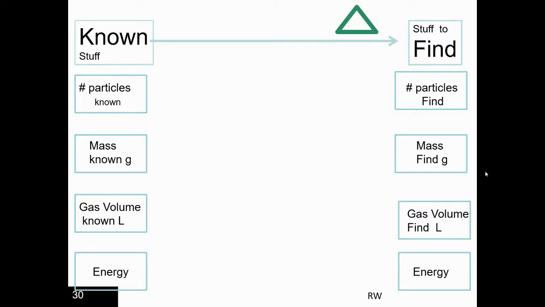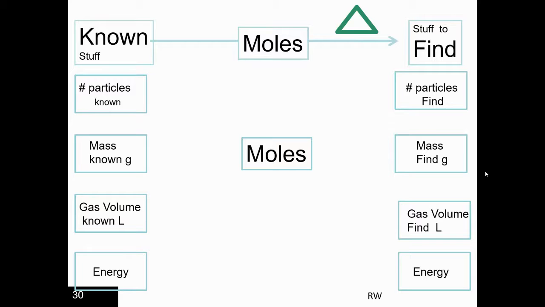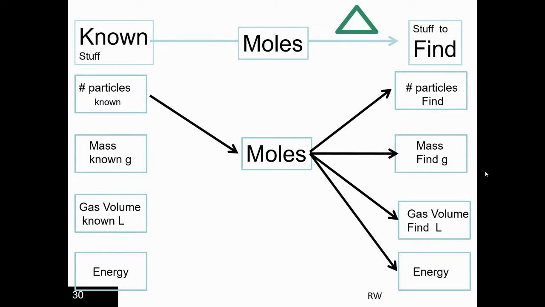Well, the key here to go from the known to the find is to convert into moles. Now, if you have the number of particles and you can convert that to moles of that same chemical, then you can find the particles of any other chemical. Keep in mind, stoichiometry is working with balanced chemical equations from a chemical reaction. Or you could find the mass of one of the other chemicals, or the volume if it's a gas, or even the energy if you're given a thermochemical equation.